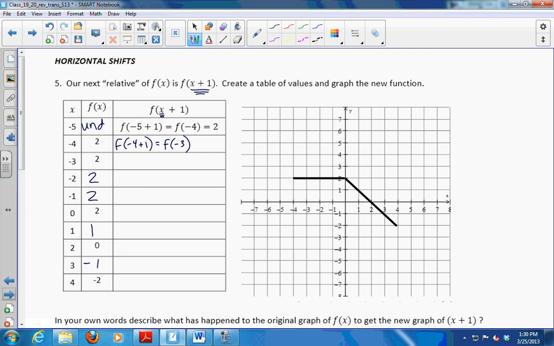F of -3, I can look up in this table of values, or I can look up in my graph. This is the graph y equals f of x. So f of -3, I find x equals -3, go up to my graph, it's 2. So you're going to take each x value, add 1 to it, then apply the rule f. So this is going to be f of -3 plus 1, which is f of -2. And f of -2, I can look up in my table and get 2, or I can look up in my graph and get 2.